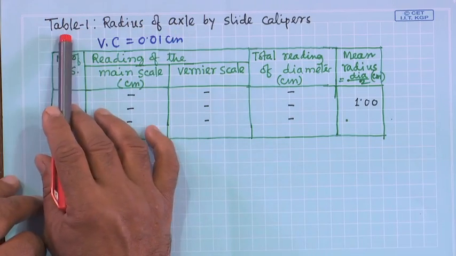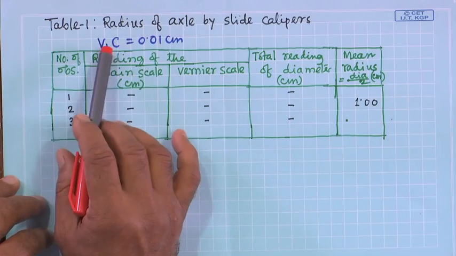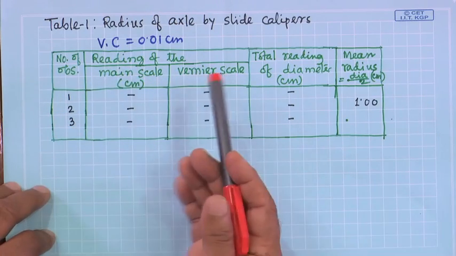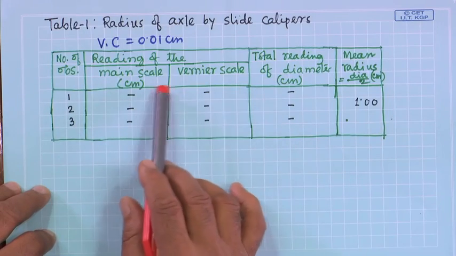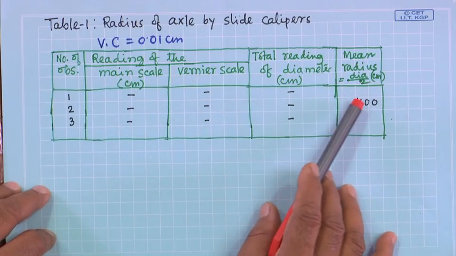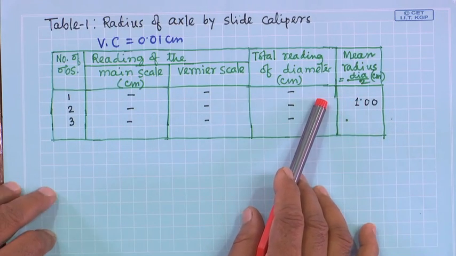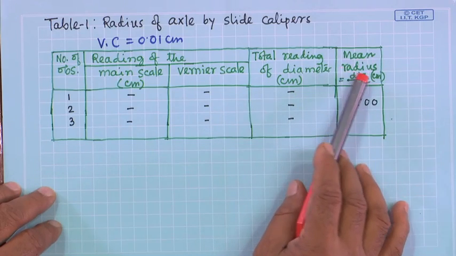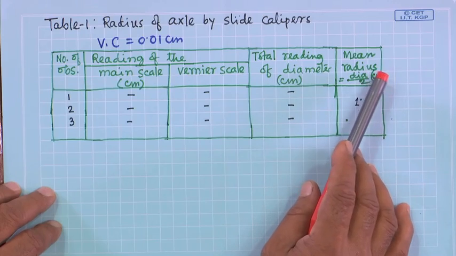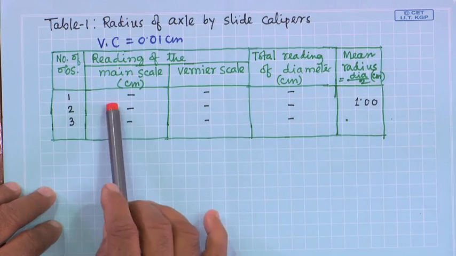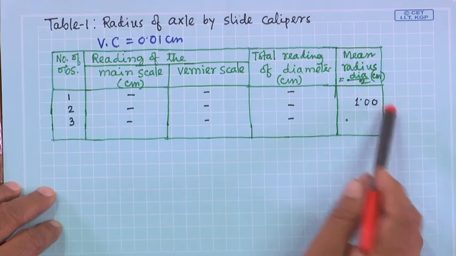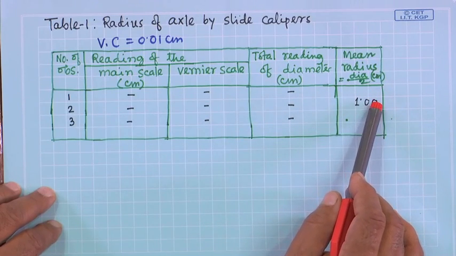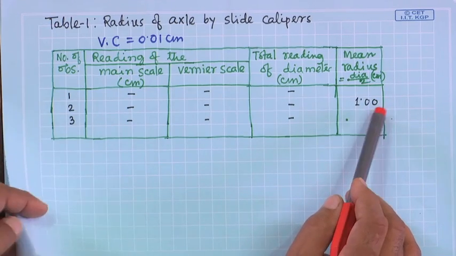So, make a table. Table 1 is for measurement of radius. We should write down the vernier constant, the number of observations, and the readings of the main scale and vernier scale. For other experiments I have already discussed this table. This is the standard table for slide calipers. The total reading of diameter is in centimeter, and then you have to find the mean radius, which is diameter by 2, in centimeter. Just note down the readings and find the mean radius. In our case the mean radius of this axle is 1 centimeter. So, this is table 1.